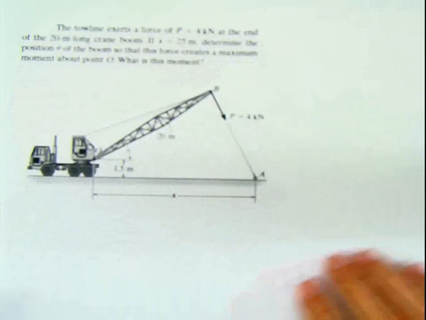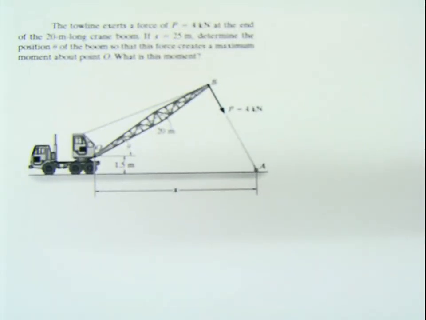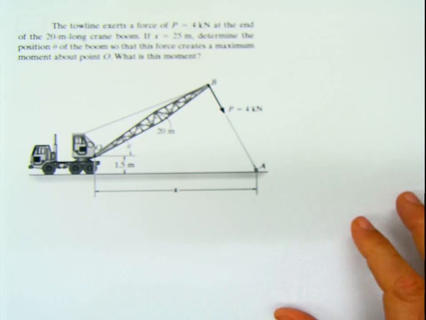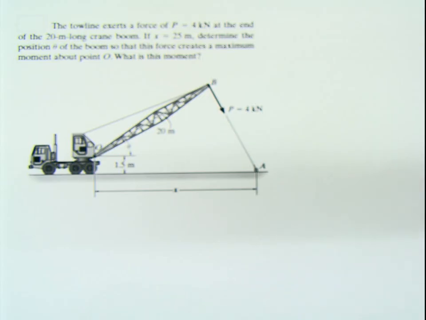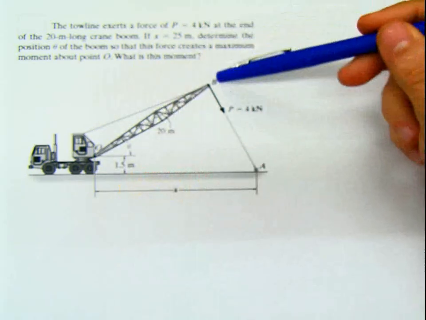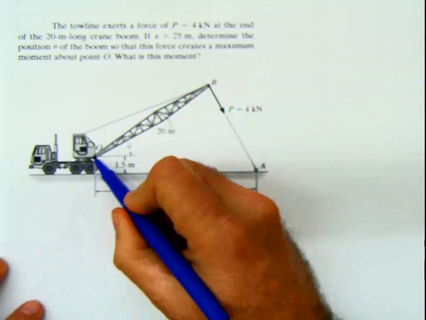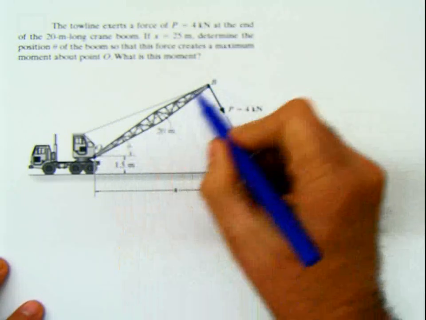Okay, let me do another problem for you guys. And this is a problem that I decided to do because every single semester I receive at least 30 or 40 students that have problems with this particular exercise. It says the tow line exerts a force of 4 kilonewton here at the end of the 20-meter long crane boom. This is the boom that they are referring to, 20 meter long.